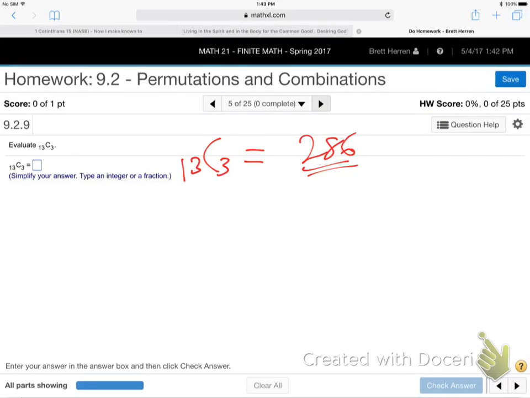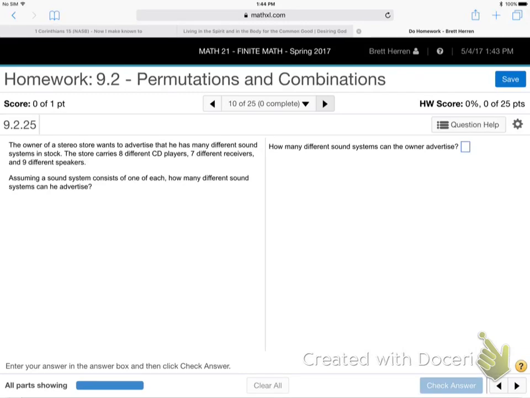We're talking about this one, the stereo and the different components. The owner of a stereo store wants to advertise that he has many different sound systems in stock: 8 different CD players, 7 receivers, 9 speakers. And that makes a sound system. So basically the question is, how many different ways are there to make a sound system?